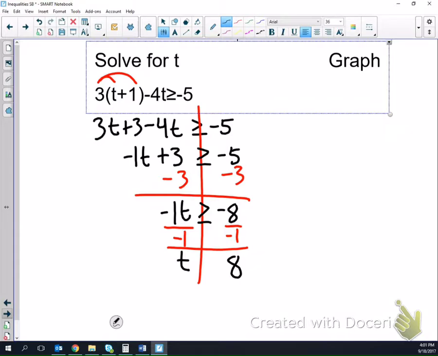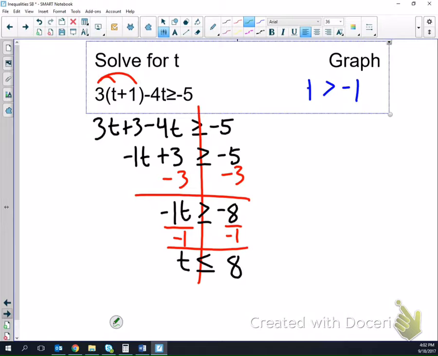Now I'm about to do something that's a little weird, and this is where inequalities suddenly become different from equations. I flipped that sign. Now most of the time when I show this, a lot of students are just like, wait, why did you do that? And that takes a little bit of time to learn. So I'm going to try and show you the simplest way I can. Let's start with something simple. +1 is greater than -1.